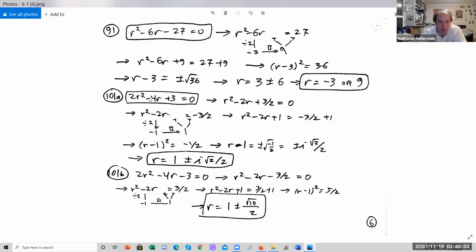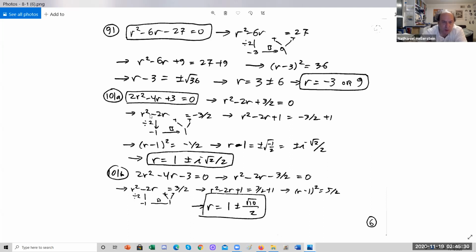Here we have 2r squared minus 4r plus 3 equals 0. Okay, this 2 in front of the r squared is annoying, so we divide throughout by 2. Get r squared minus half of 4 is 2, plus 3 halves is 0. r squared minus 2r plus 3 halves is 0. Okay, move the 3 halves to the other side. r squared minus 2r equals negative 3 halves.